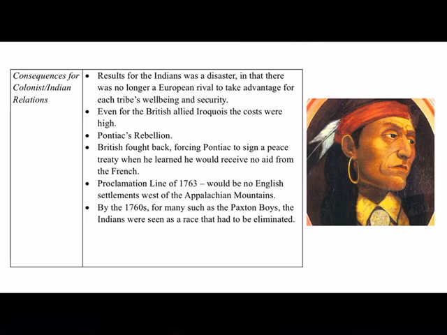Even for the British-allied Iroquois, the costs were high. Their power with the British, as I mentioned, came from the fact they were needed as allies against the French and the French Indian allies. So this is going to lead to what we call Pontiac's Rebellion, also the first P in our acronym.